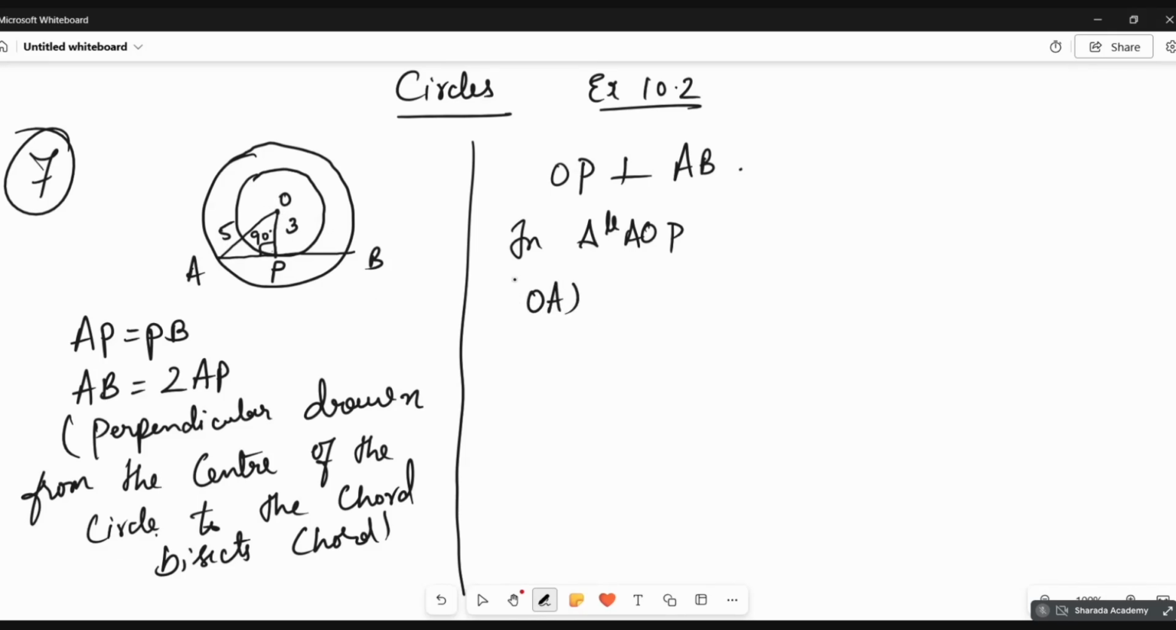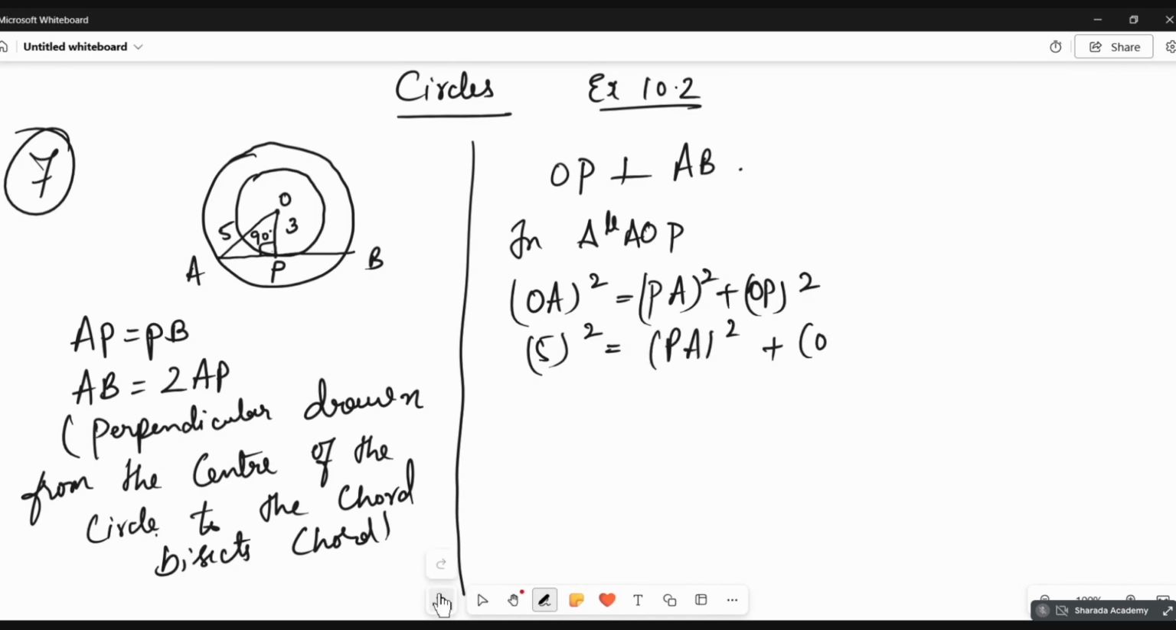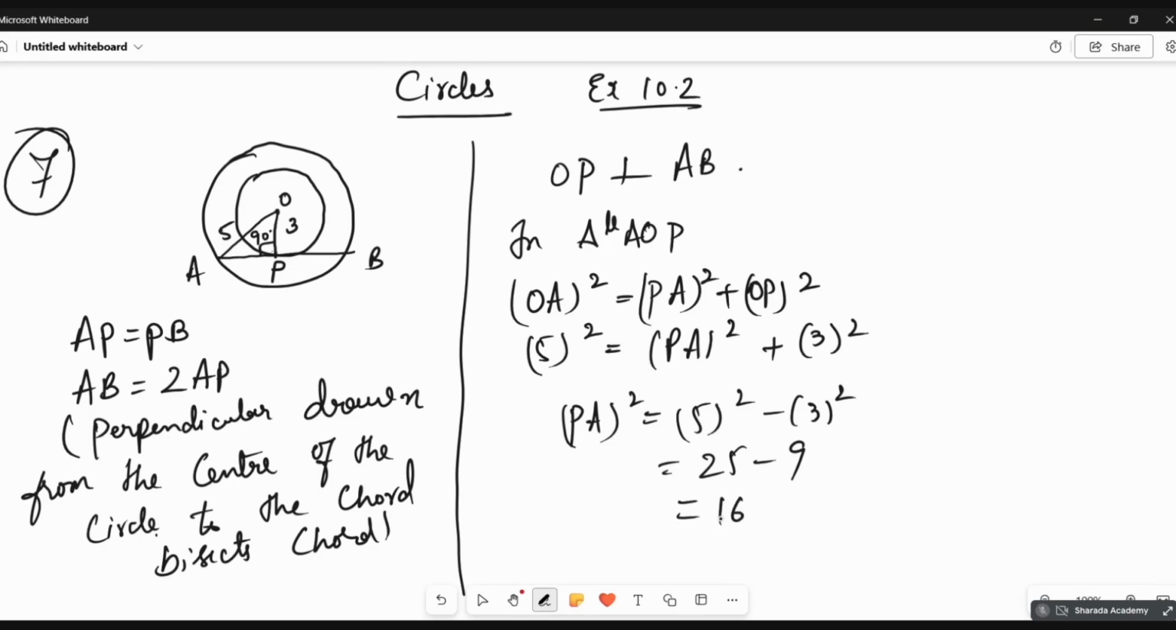So OA square is equal to PA square plus OP square. OA square is 5 square, that is equal to PA square, which I have to calculate, plus OP square, it is 3 square. So PA square is equal to 5 square minus 3 square. 5 square is 25 minus 9, so it is 16. PA square is 16, or PA is equal to root of 16, that is 4.